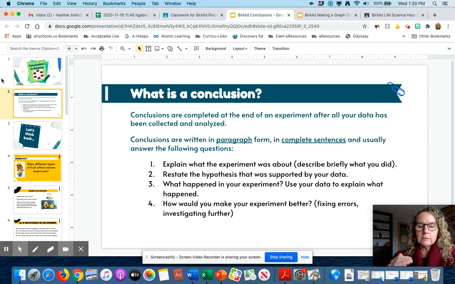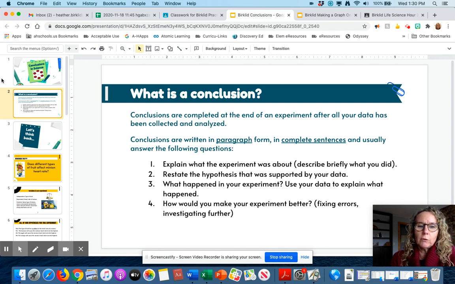Then in the second sentence, you're going to restate the hypothesis that was supported by your data. So you might say, our data supported our H2, and then explain why. And then you're going to explain what happened in your experiment using data to explain it.